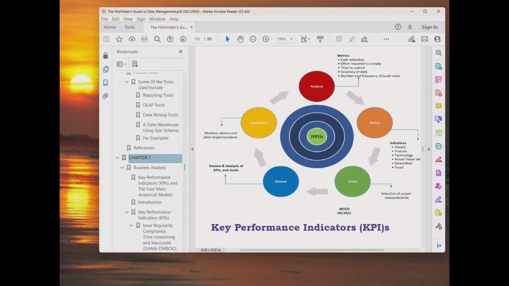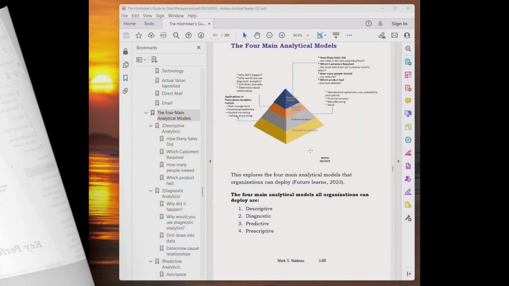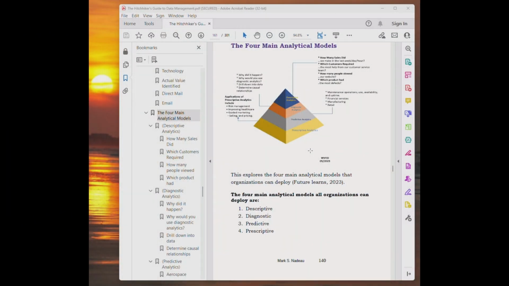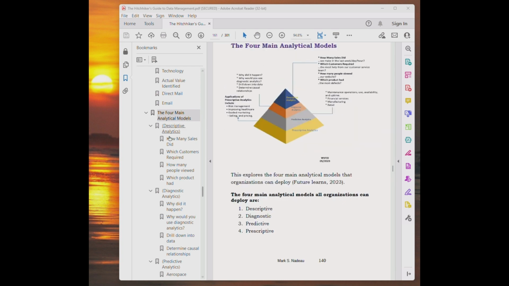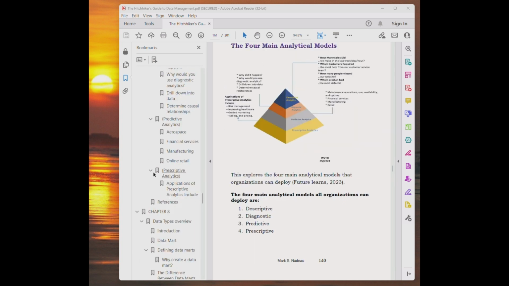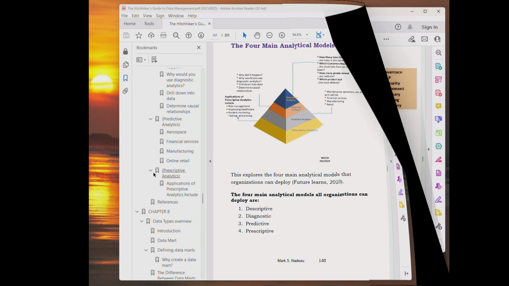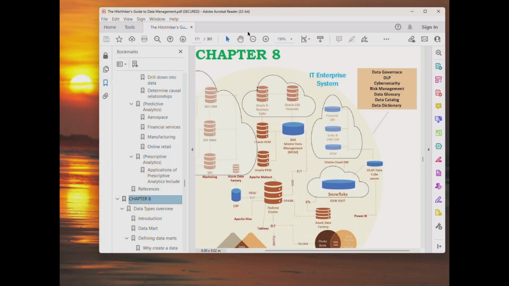Chapter 7 provides an excellent overview of key performance indicators as well as the four widely used analytical models, which are descriptive analytics, diagnostic analytics, predictive analytics, and prescriptive analytics.